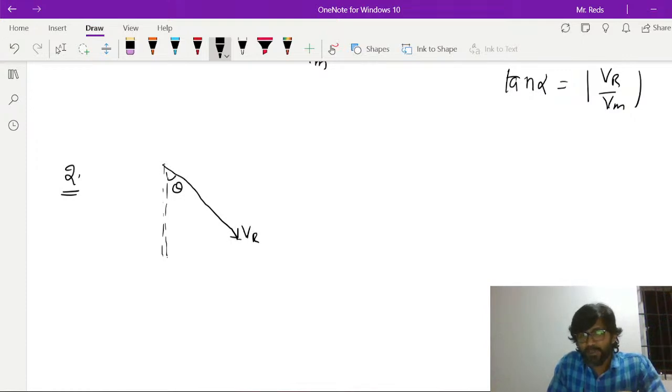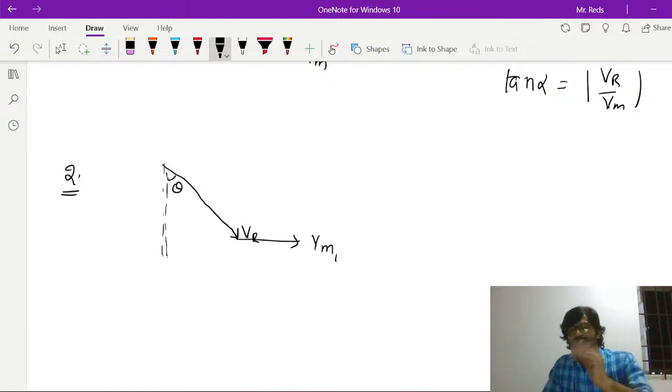Now the man is moving with a velocity Vm, let us say in this case Vm1, for understanding purpose, or Vm1 to compare the other cases, you can take this Vm. Now the velocity of rain with respect to the moving man: rain itself is already making some angle with respect to the vertical.